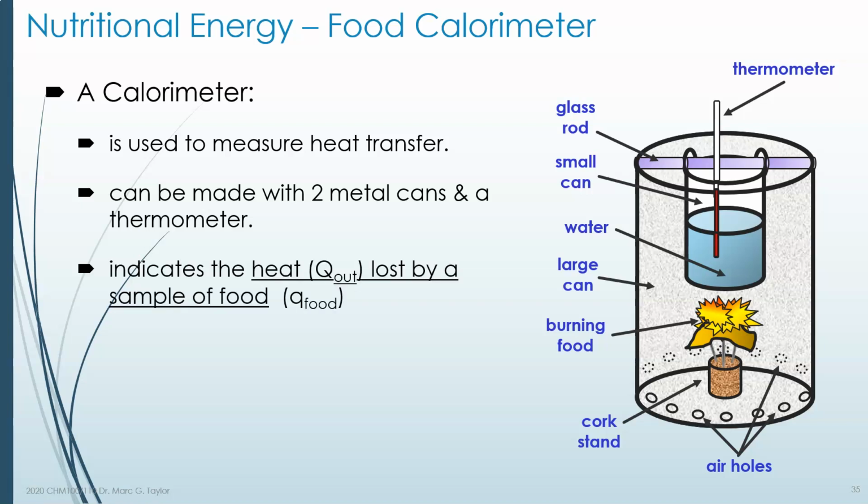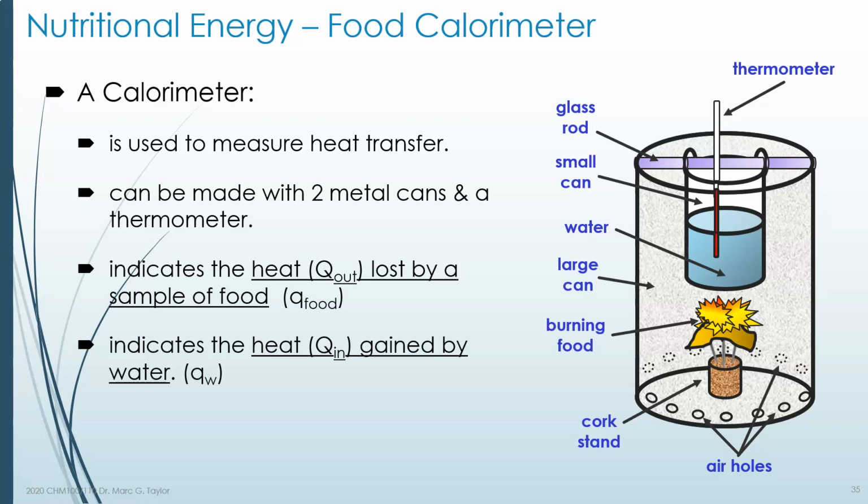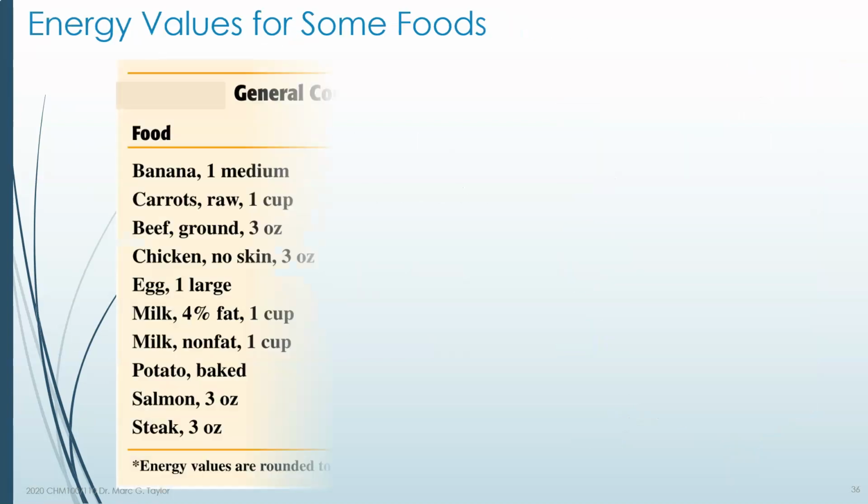Well, it turns out the amount of heat released from the food, theoretically, if you could do this perfectly, is going to be exactly equal to the amount of heat the water absorbs. Another way to say that is the heat of the food is equal to negative value of the heat to the water, because the water is gaining the heat, the food is losing the heat. That's why the opposite sign.